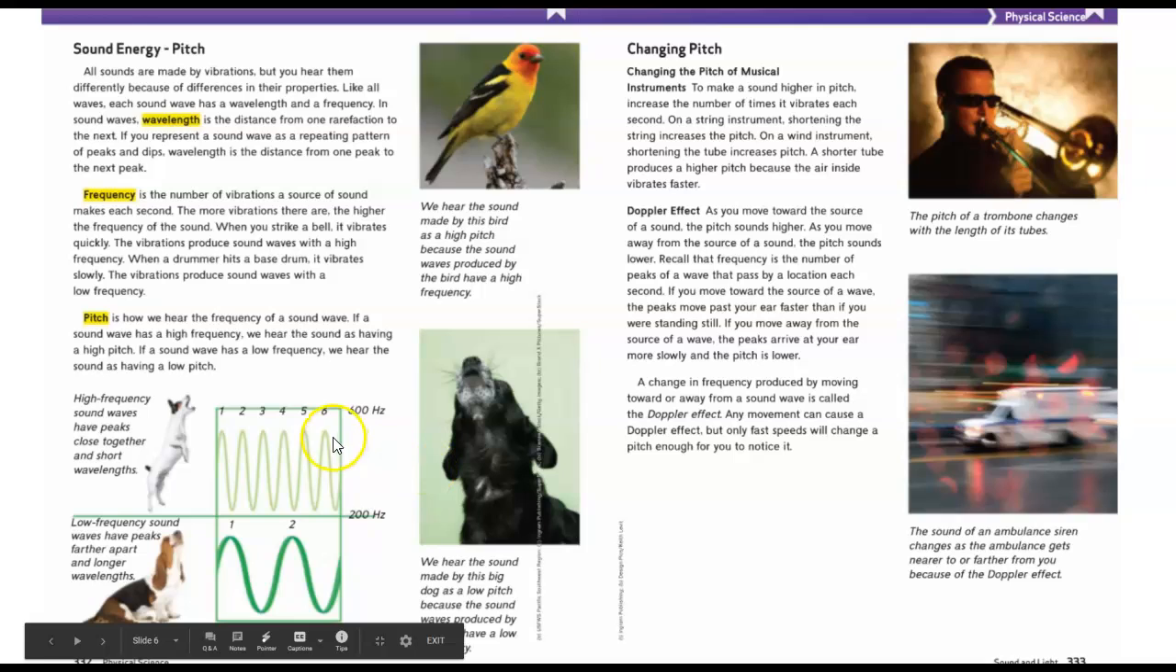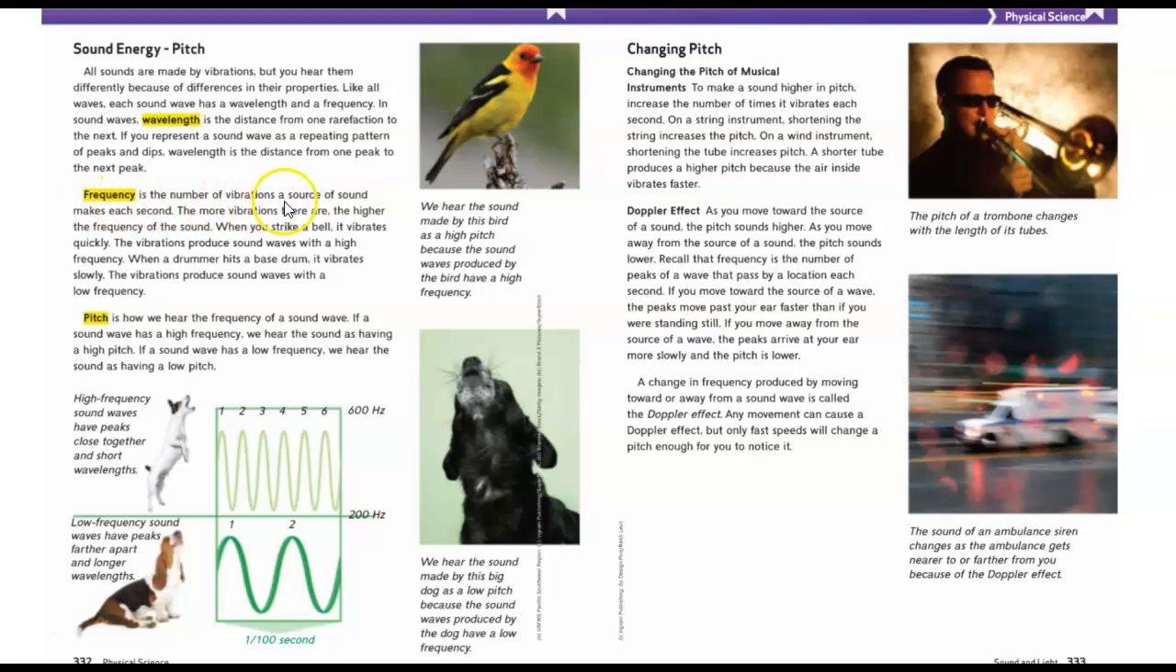Oh, my silly dog. All right, sound energy, pitch. All sounds are made by vibrations, but you hear them differently because of differences in their properties. Like all waves, each sound wave has a wavelength and a frequency. In sound waves, wavelength is the distance from one compression to the next. If you represent a sound wave as a repeating pattern of peaks and dips, wavelength is the distance from one peak to the next peak.